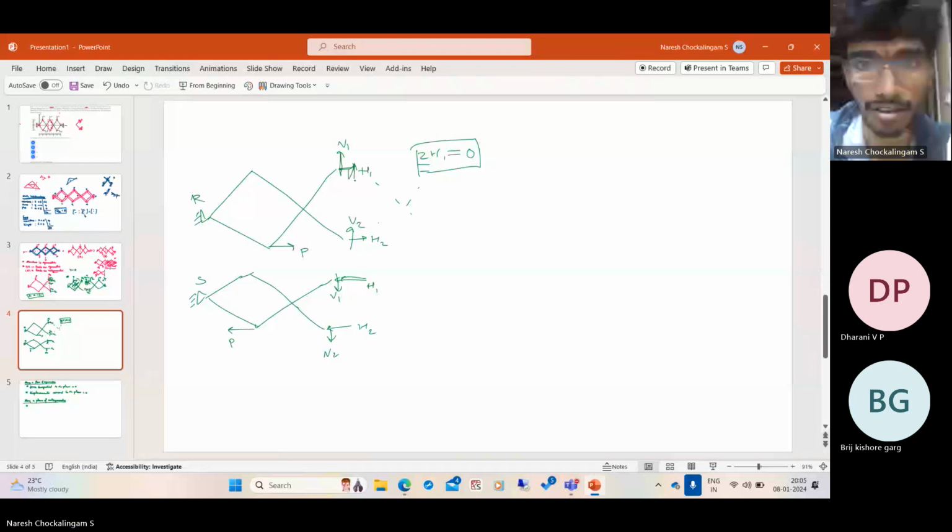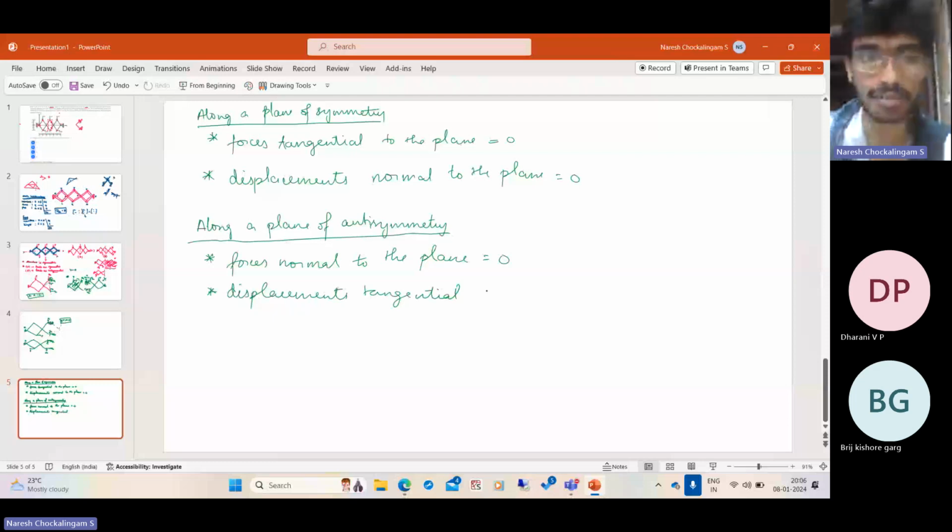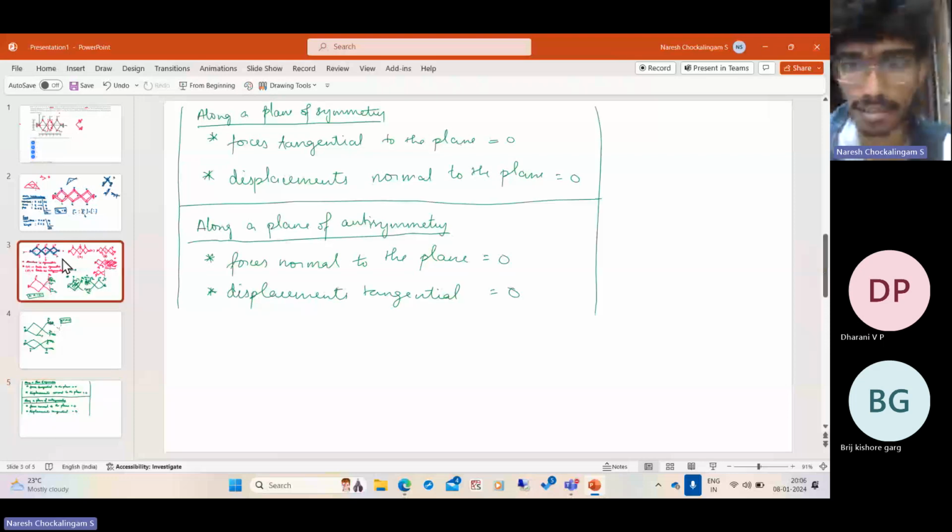So therefore, forces normal to the plane are 0, and the displacements tangential to the plane are 0. So this is a very powerful tool. This, along with the principle of superposition, simplifies a large number of problems. So given this, finding the reaction in the second structure is just one step.